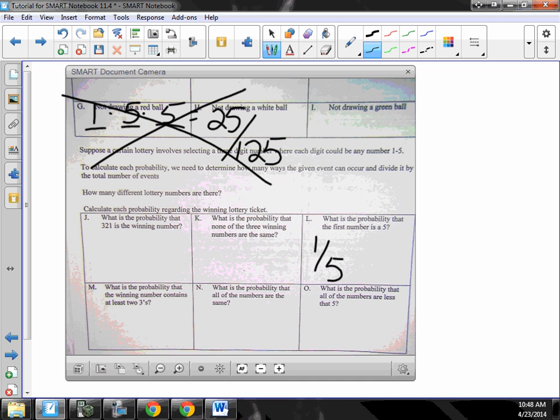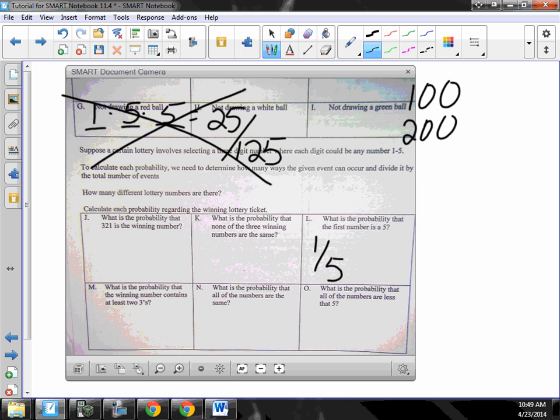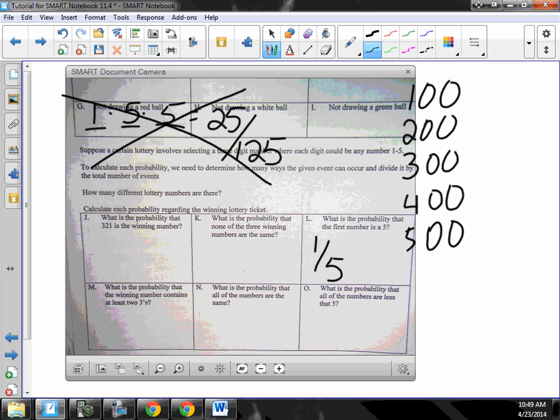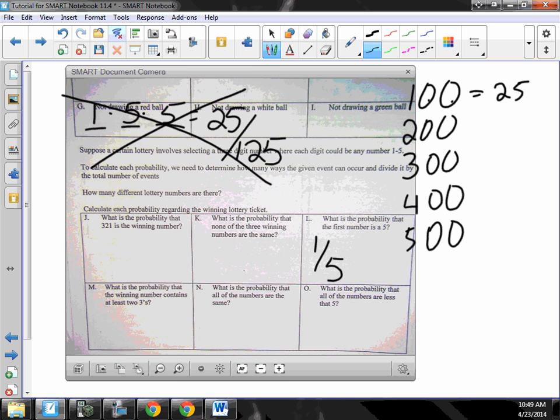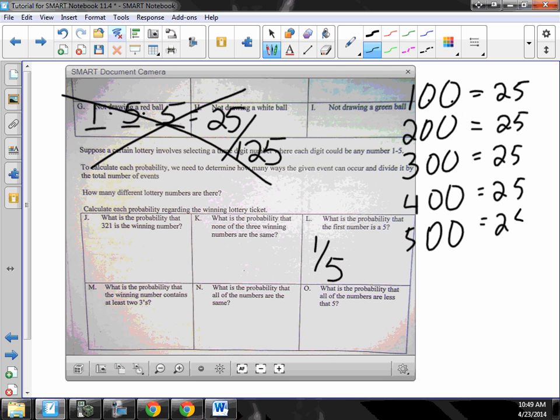We can divide this into 5 categories. The 100s, the 200s, the 3, 4, and 500s. Right? Well, there are 5 possibilities here and 5 possibilities here, so there are 25 of those. How many of these are there? The same, the same, the same, the same, and that's where our 125 comes from.